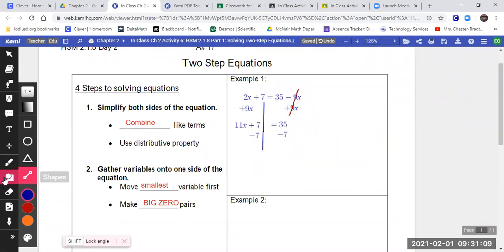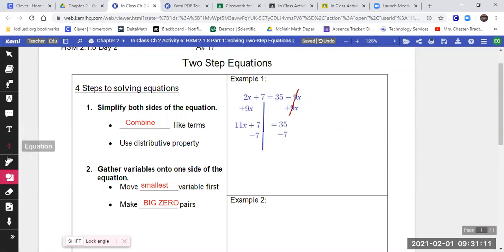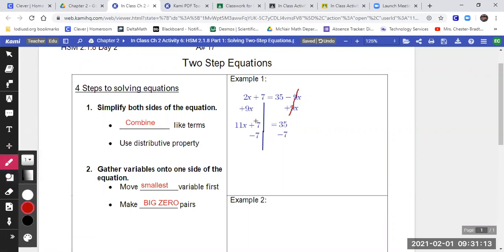Okay, I made some big zeros, right? I made a big 0 right here with this 7. Okay, so now I'm cleaning this up. What's left on the left-hand side? Now that I've done away with those 7s with the big 0, what's left on that side?